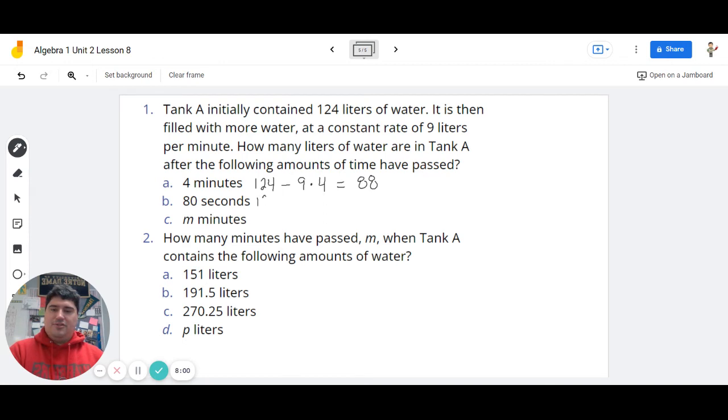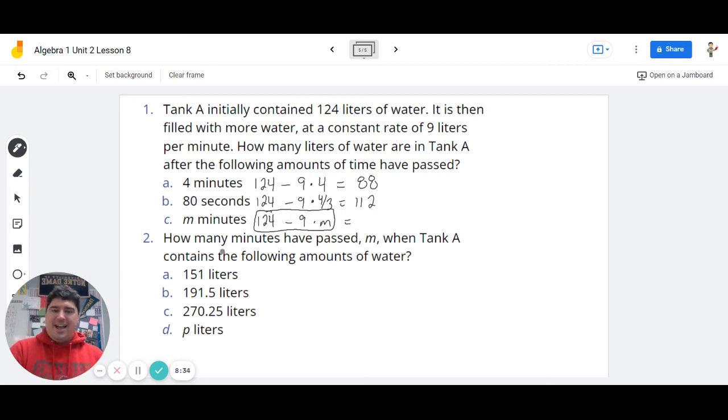And then 124 minus 9 times, well, 80 seconds is like 1 1/3 minutes, right? Or 4/3. So 9 times 4 is 36, divided by 3 is 12. So 112. For M minutes, 124 minus 9 times M equals, well, whatever this amount is.